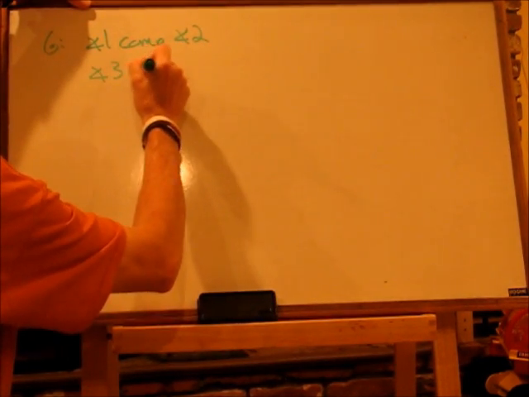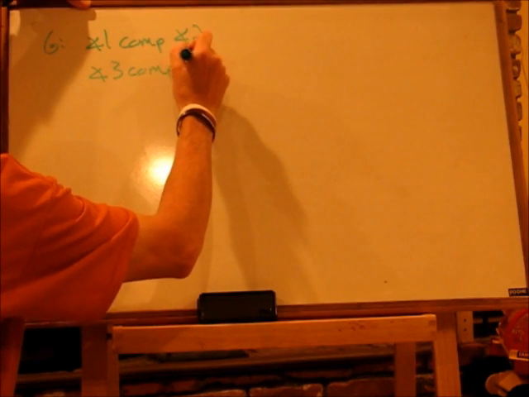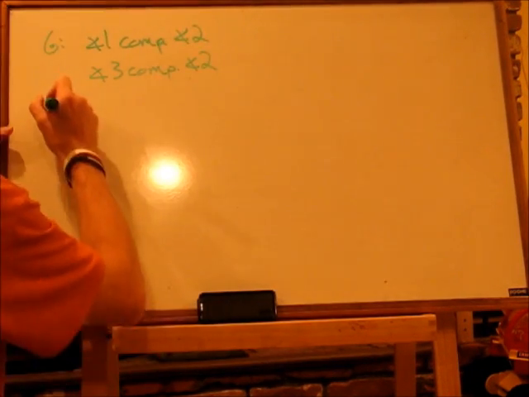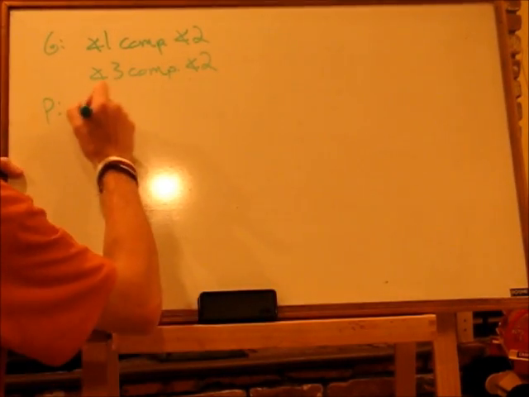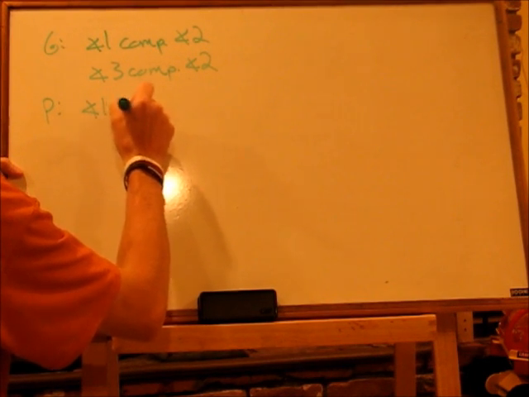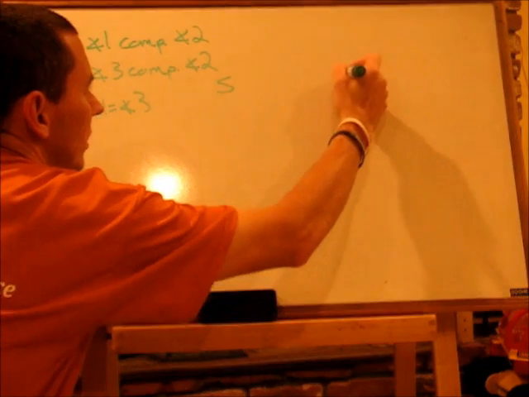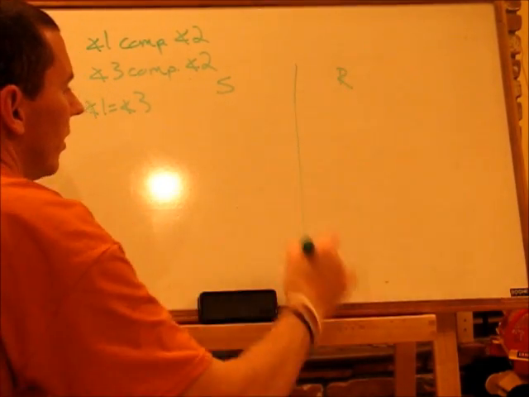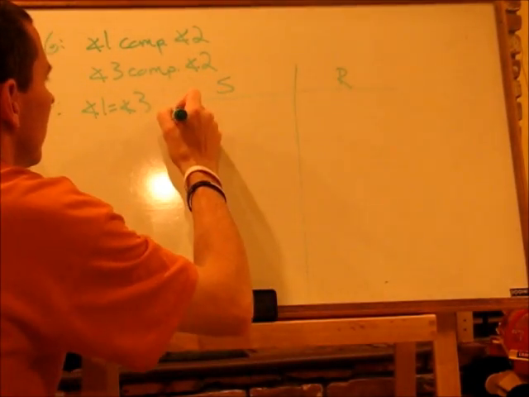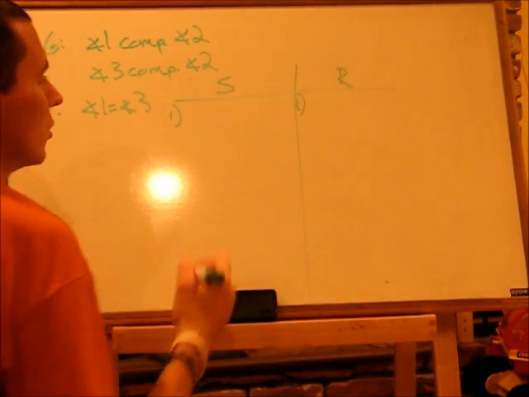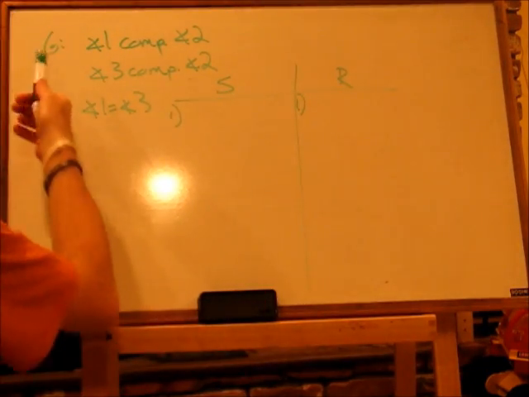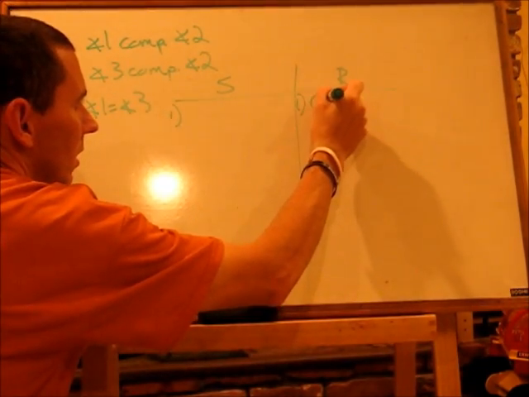Angle 3 complementary to angle 2. And we're going to try and prove angle 1 is equal to angle 3. We don't even need a diagram for this one. And set it up with statements and reasons. Hard to believe, right, bud? So we're going to start off with, you guessed it, given.